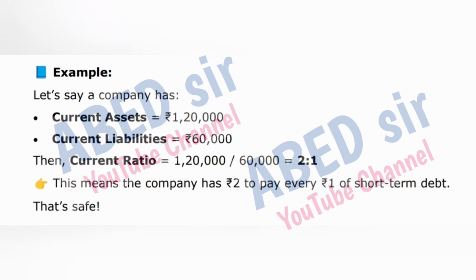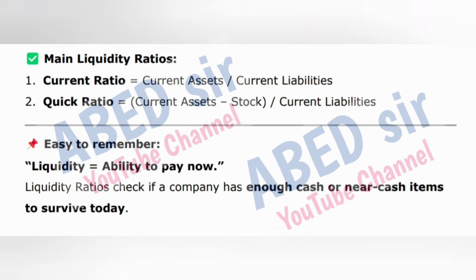Example. Let's say a company has current assets equal to 1,20,000 rupees. Current liabilities is equal to 60,000 rupees. Then, current ratio is equal to 1,20,000 / 60,000 is equal to 2. This means the company has 2 rupees to pay every 1 rupee of short-term debt. That's safe.